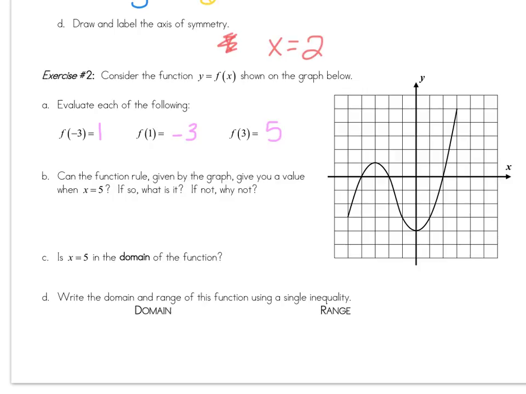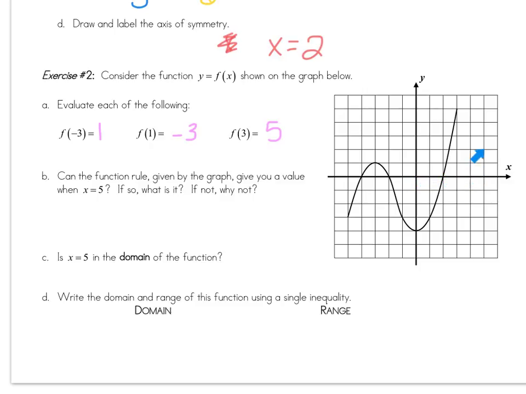Moving on to B, it says, can the function rule given by the graph give you a value when x is equal to 5? And if so, what is it? And if not, why not? Well, I happen to think that this is a really interesting question. So let's look on our graph when x is equal to 5. So 1, 2, 3, 4, 5.